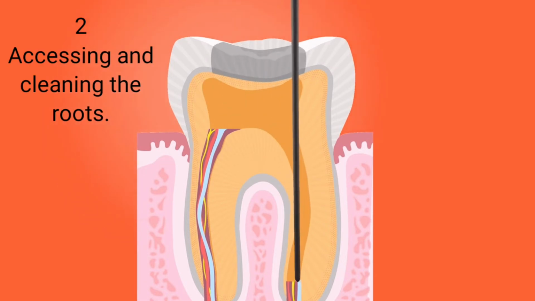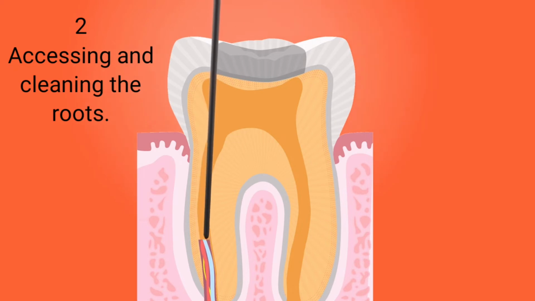Step number 2. Accessing and cleaning the roots. The dentist drills through the tooth to access the root canals and pulp chamber. The dentist uses instruments to clean out the pulp chamber and root canals. An antibacterial and antiseptic solution is used to clean and disinfect the canals. This eliminates the bacteria and treats the infection located in the canals.